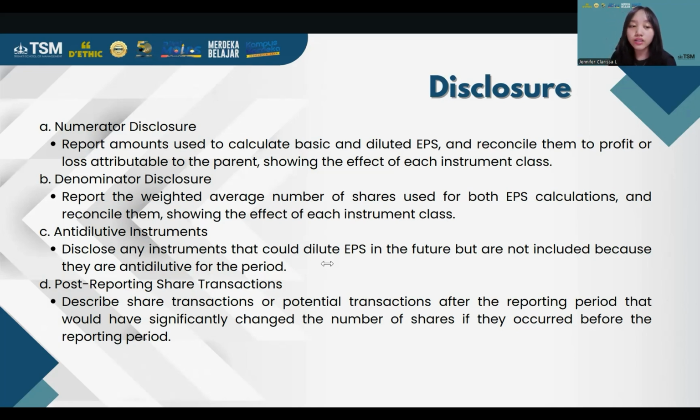Then there are anti-dilutive instruments. This discloses instruments that could potentially dilute EPS in the future. And then if they are anti-dilutive for the current period, meaning they wouldn't reduce the EPS, they should be excluded from the diluted EPS calculation. However, they should still be disclosed.